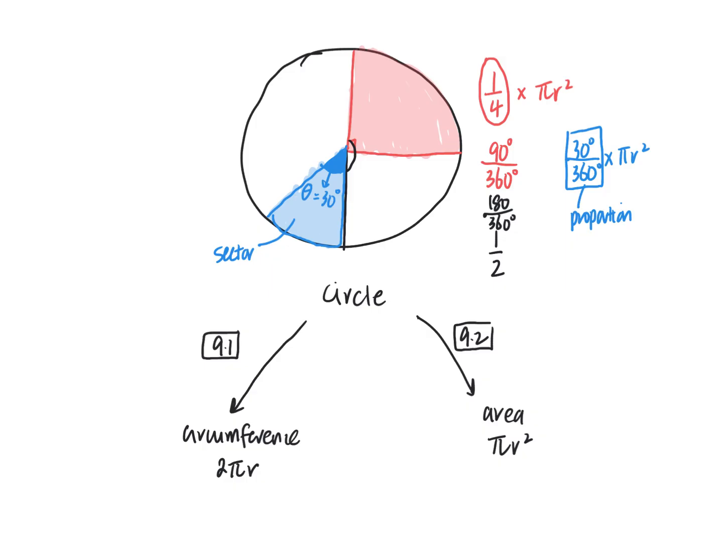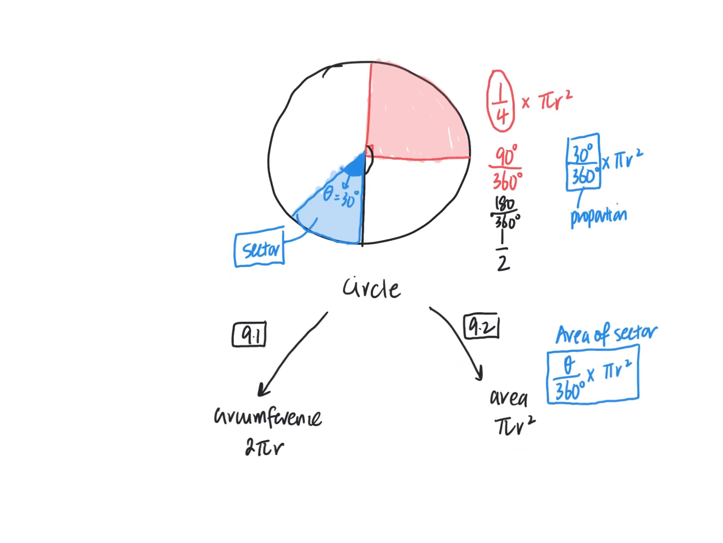Okay, so actually 9.2 is just about this formula. The whole 9.2 talks about how to find the area of one slice, which we call sector. This is called the area of sector formula.